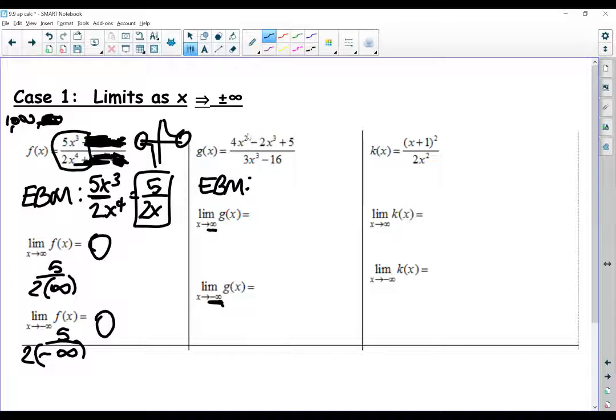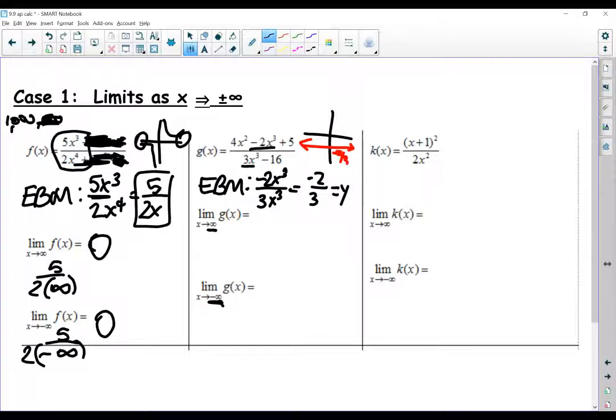Okay, this one, if I look at the top, the biggest influencer is this negative 2x cubed. If I look at the bottom, the biggest influencer at infinity is going to be 3x cubed. Now, if I simplify that fraction, I get negative 2/3. So if I think about that function y equals negative 2/3, if I were to graph it, y equals negative 2/3 is a horizontal line at a height of negative 2/3.